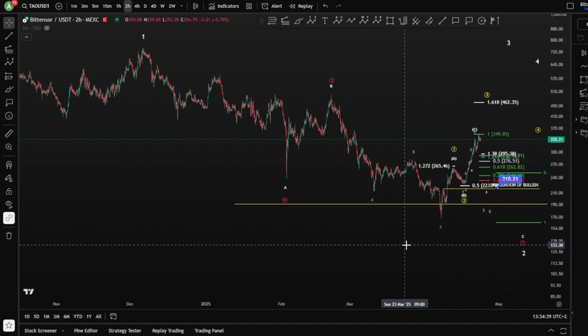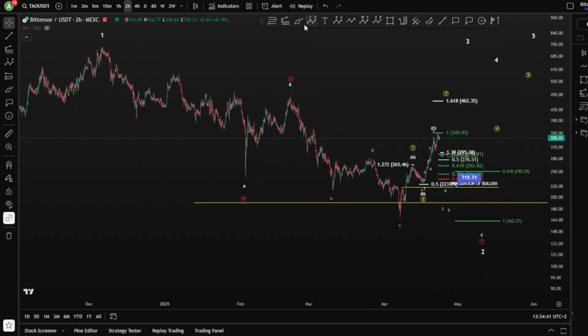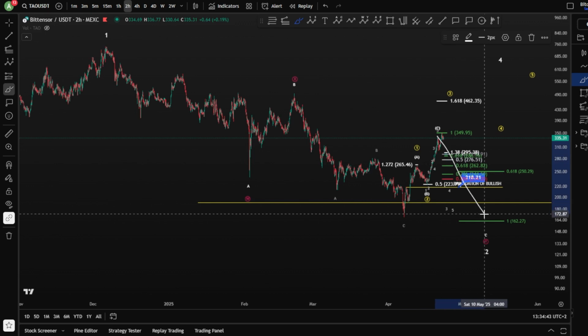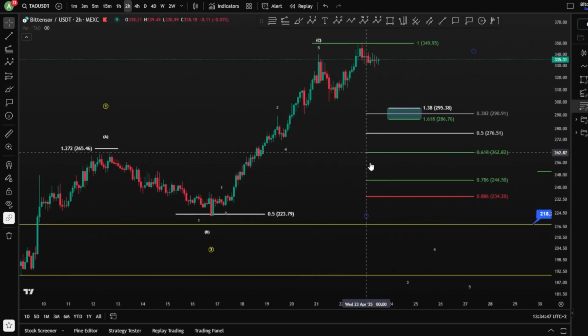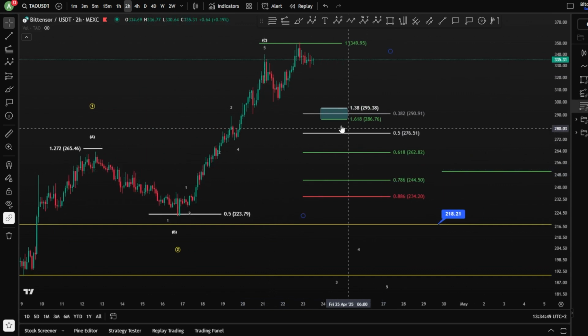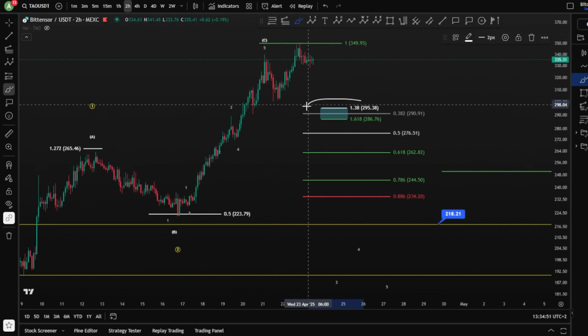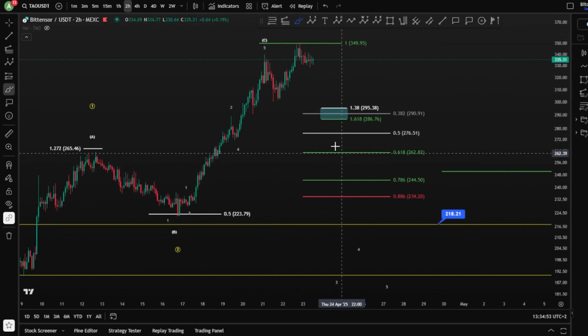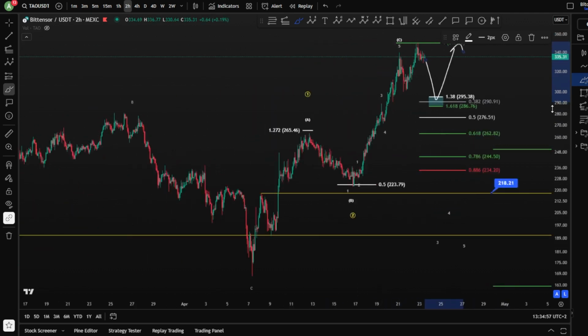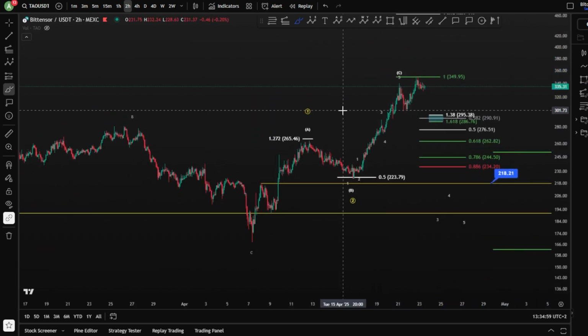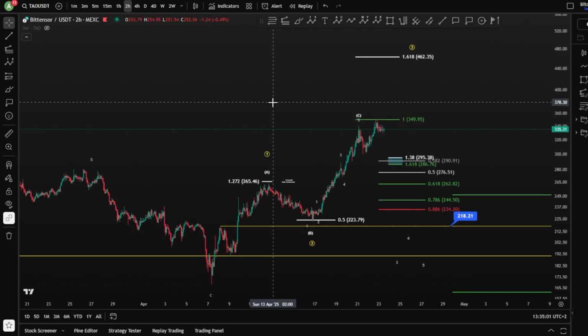Of course, the correction might be finished, it might not be finished, so we still have some scenarios here. Now the levels in this area will decide what the next move is going to be. Starting from this blue zone, we would like to see continuation toward the upside impulsively with a massive wave 3. Yep, so that was it for Tau.